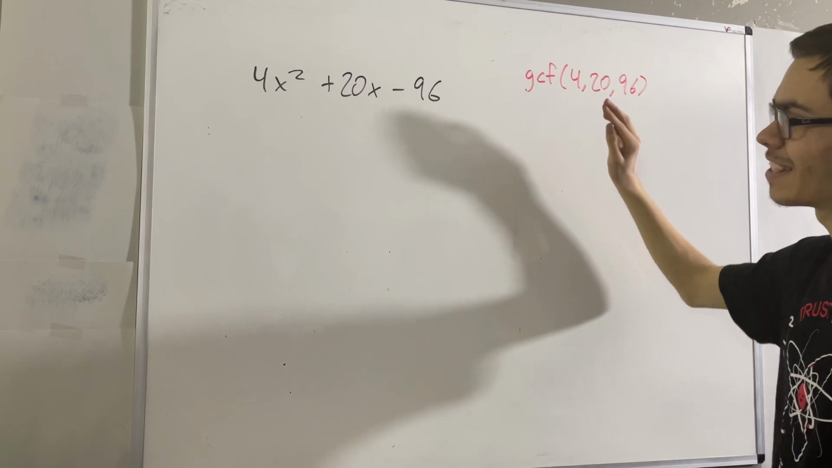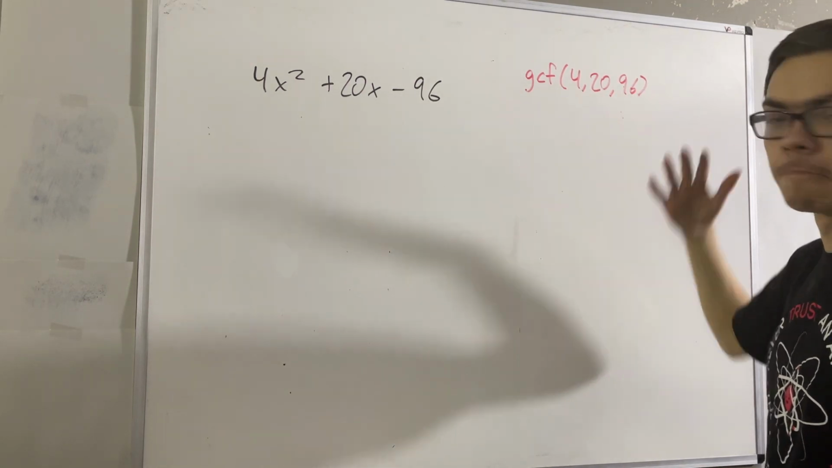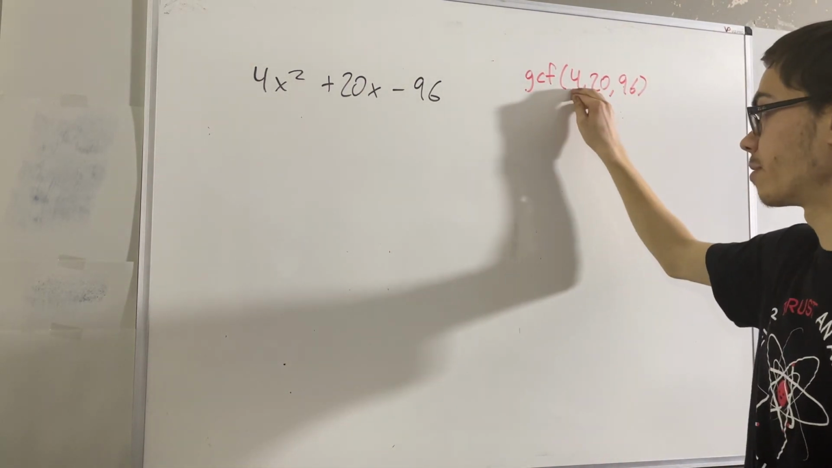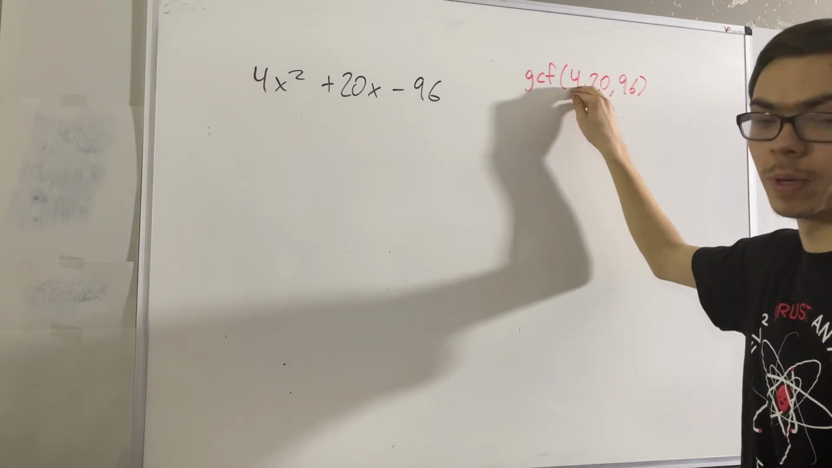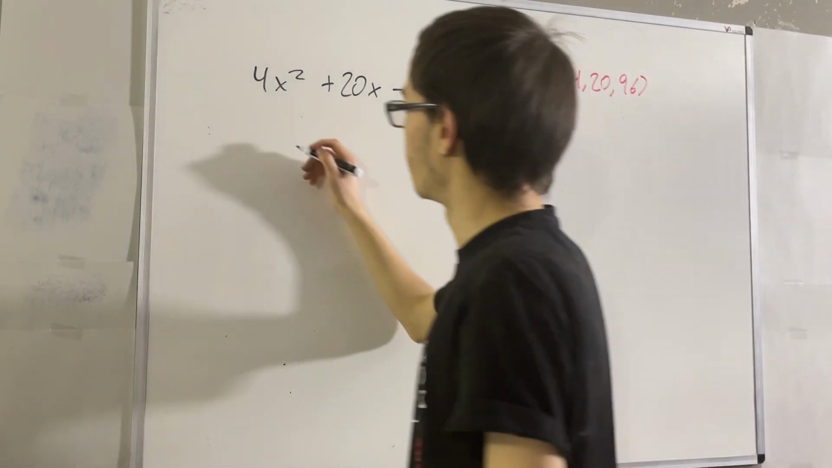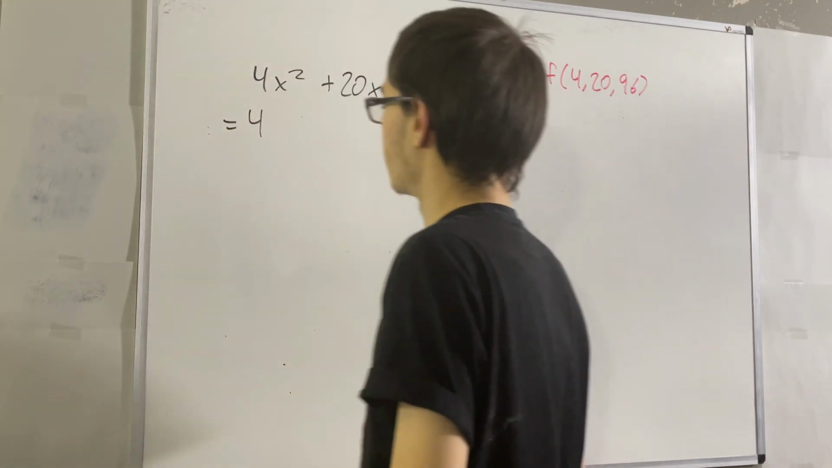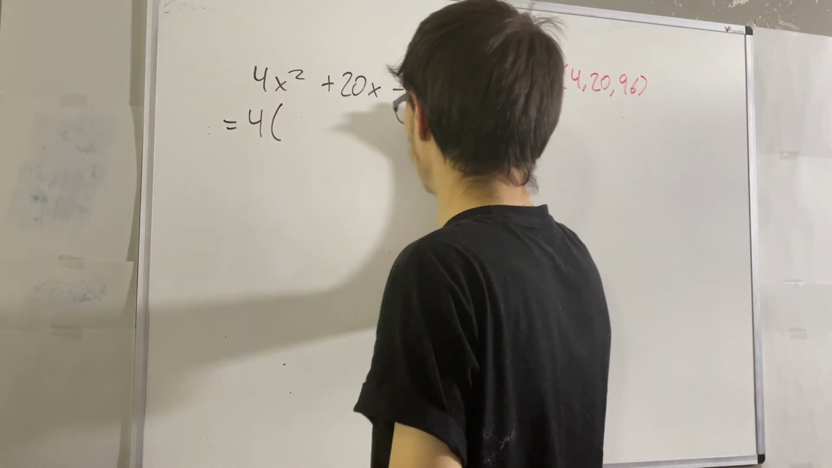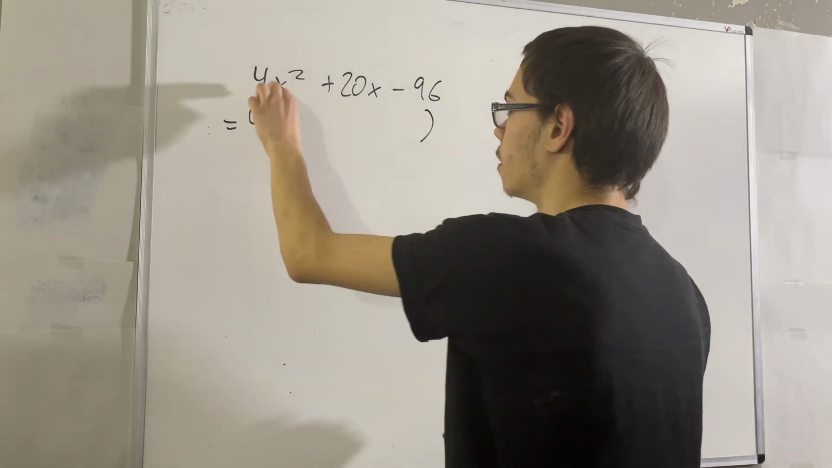So let's just check to see if 4 is the greatest common factor. Well, 20 is divisible by 4 and 96 is divisible by 4. So yes, 4 is the greatest common factor, right? Just so everyone knows how to do that. So then you can pull out a 4 from each of these 3 terms.